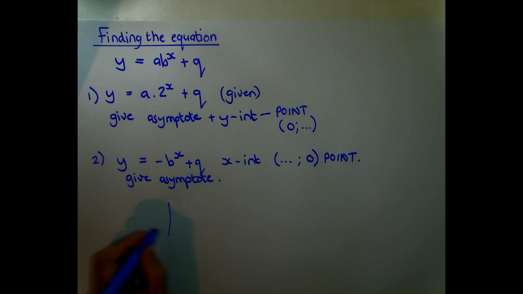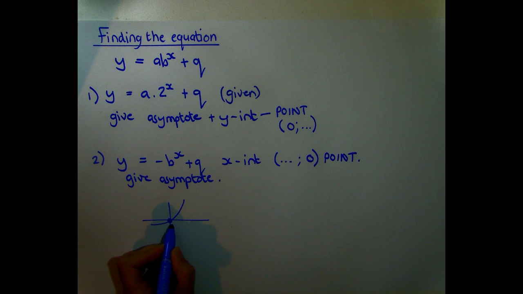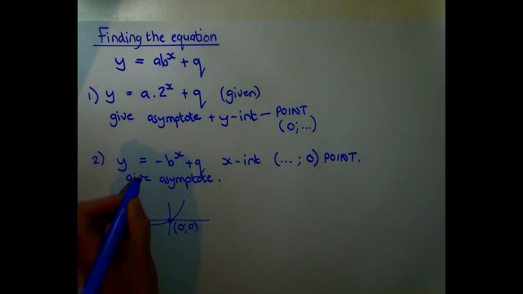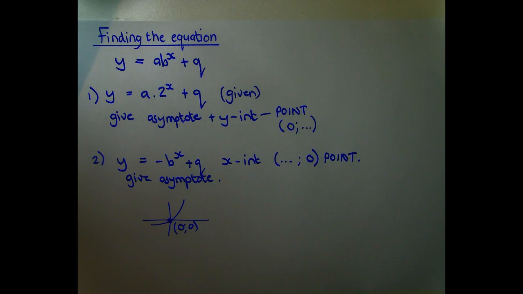Just a note, if you get given a sketch where it actually goes through the origin, don't think that you haven't been given enough information, because that is actually the point (0, 0). So that's x, that's y, and you can sub that into the formula that you have if they give you a partial formula.